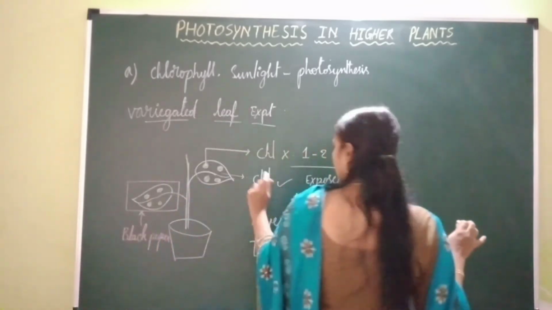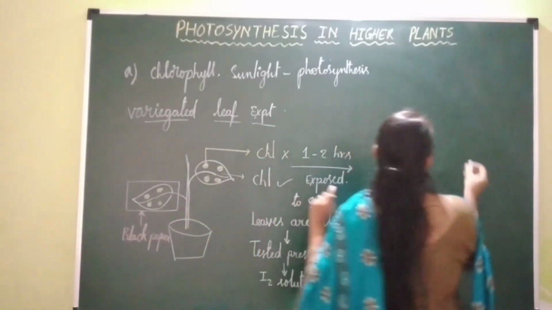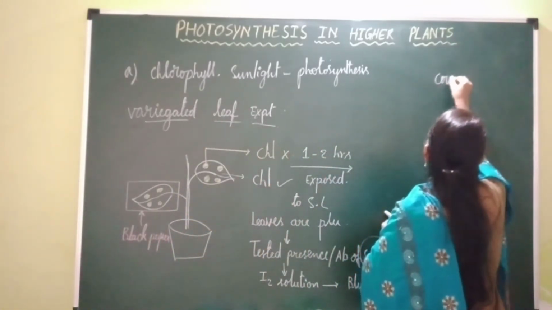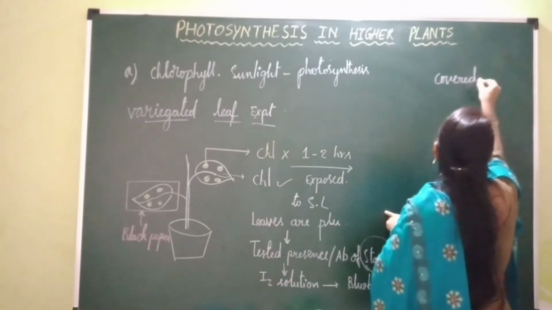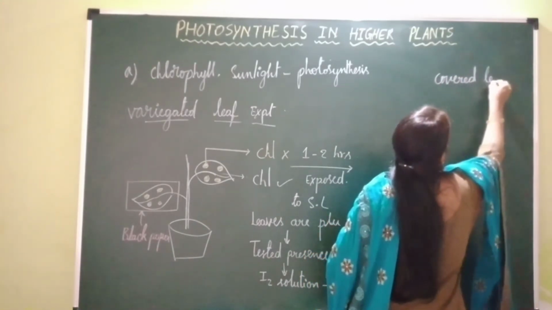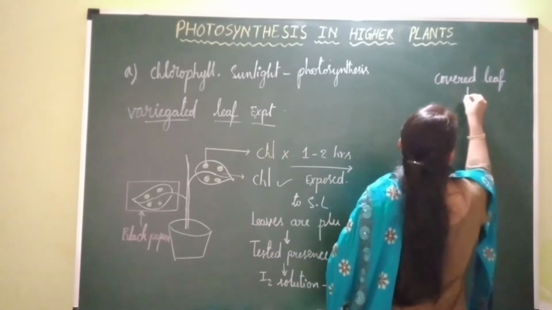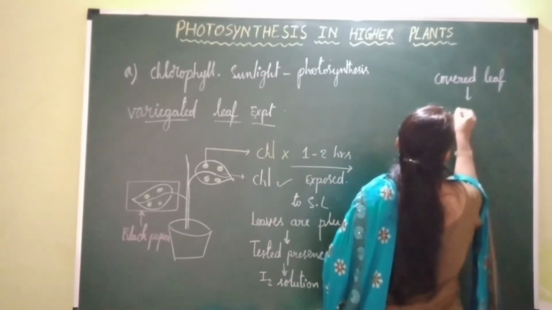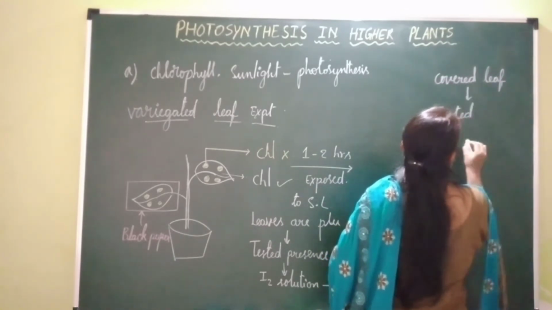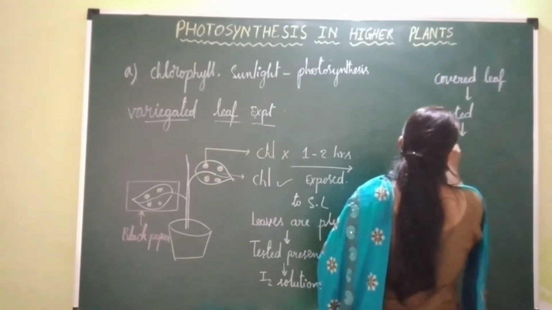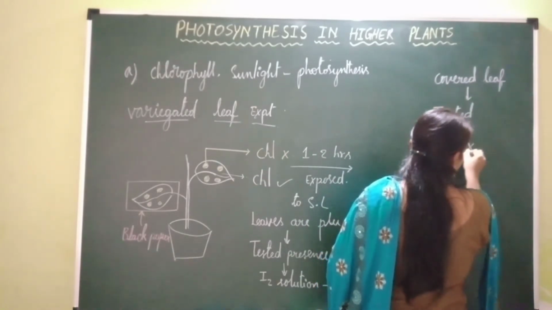Okay, let's see what happened in case of both of these leaves. When the covered leaf is tested for the presence of starch, there is no appearance of blue-black color. So blue-black color is absent.